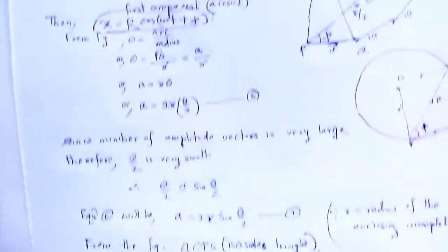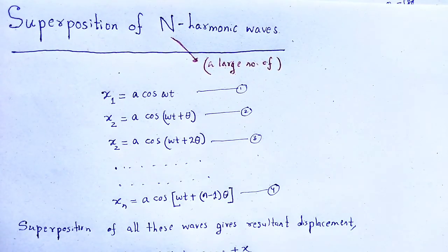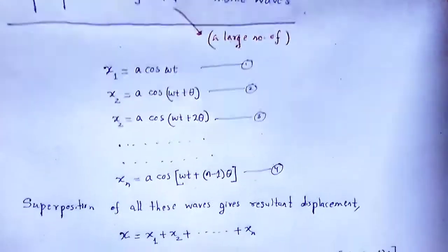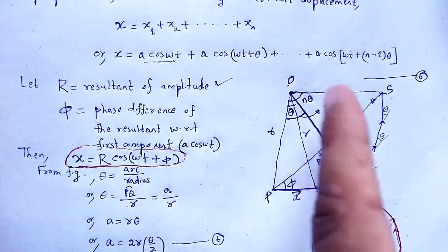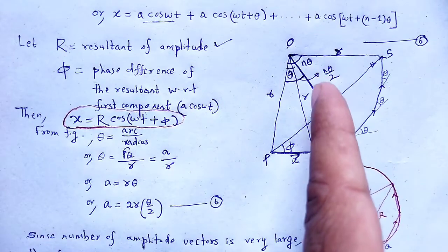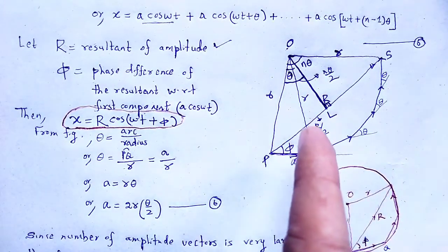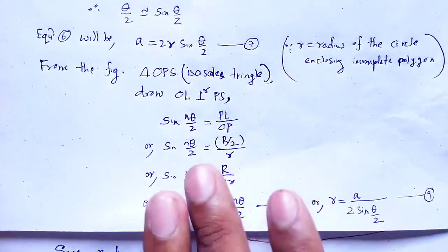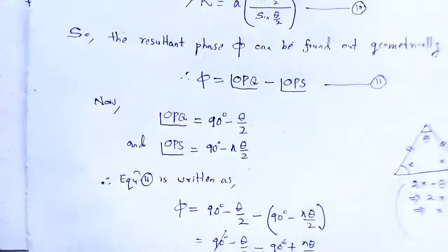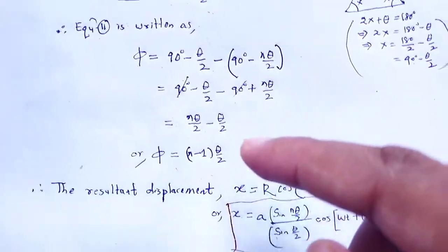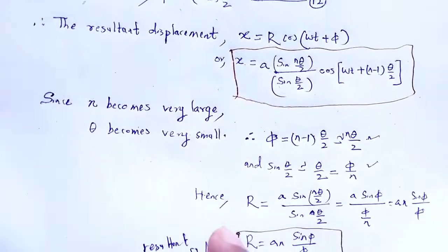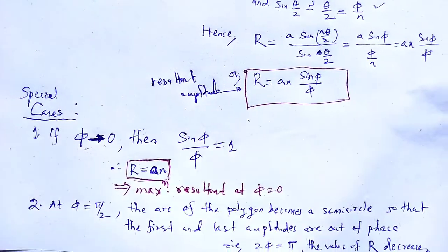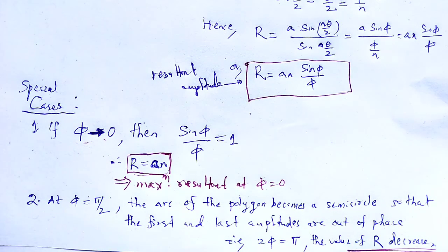So with the help of this video lecture, we understand the superposition of n harmonic waves, means a large number of harmonic waves when superimposed with each other, what the resultant will be. We take the mathematical way of calculating the resultant. Here we use the vector concept to find out the magnitude of the resultant. That is the resultant displacement x, that is the resultant amplitude R. And two special cases, when phi tends to 0, and when phi tends to π by 2. So with these useful and informative notes, let me wind up this session. Thank you.